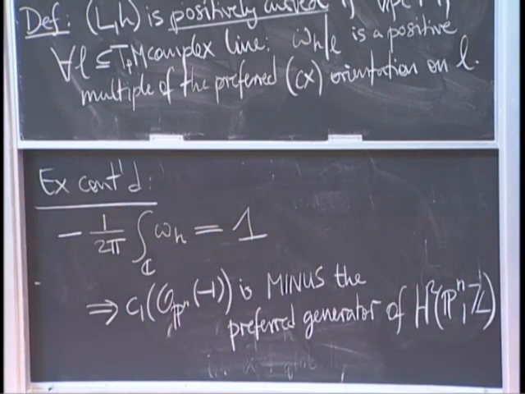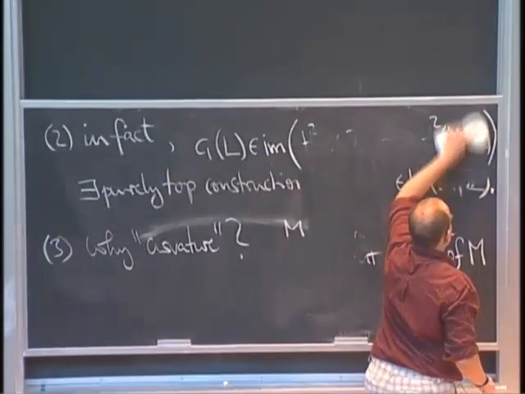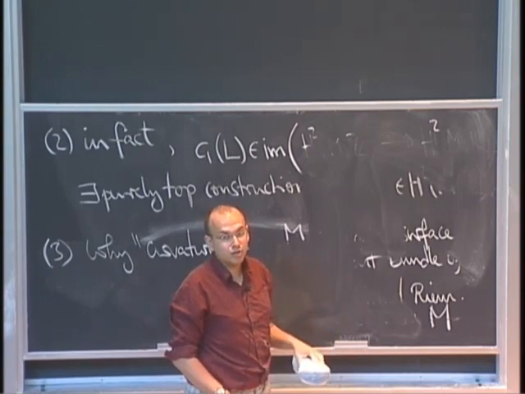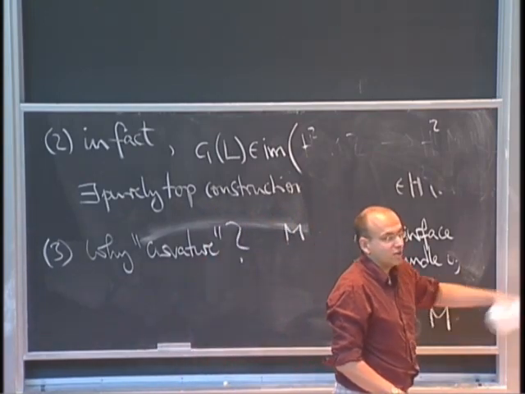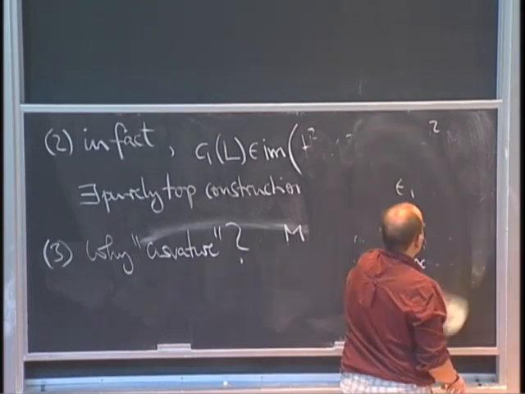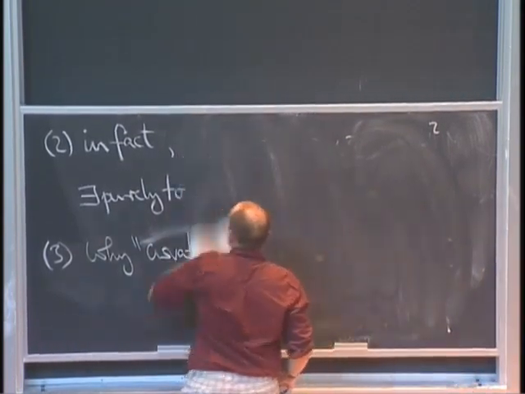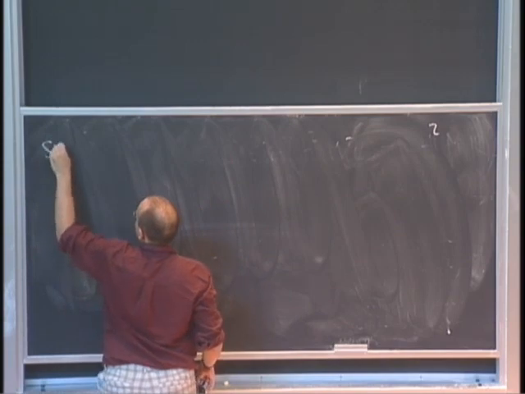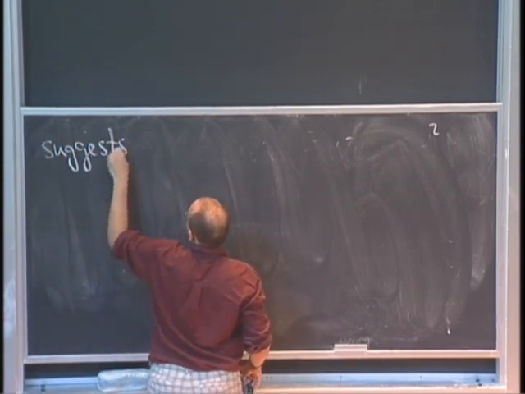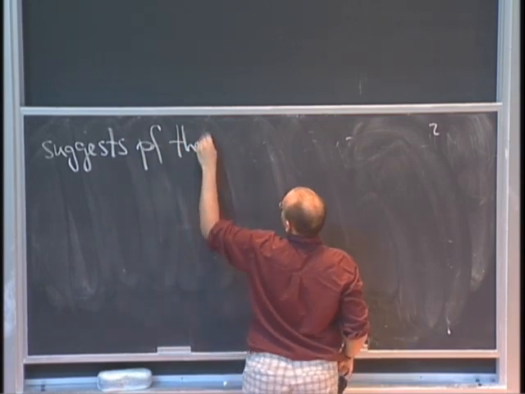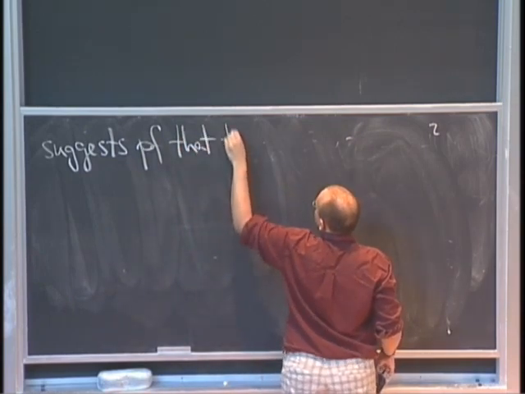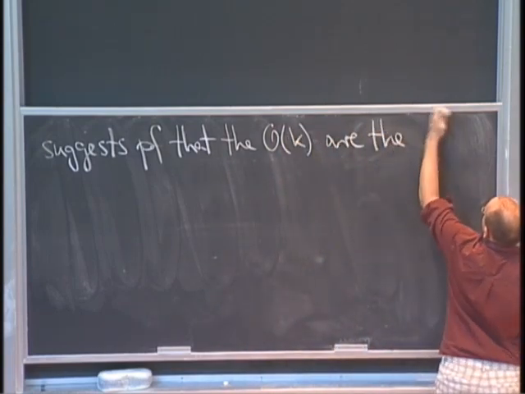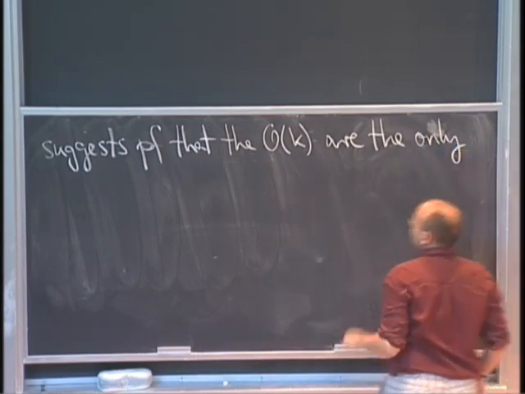So what that suggests is that it points towards a way of proving that the O of k are actually the only holomorphic line bundles on projective space, because their Chern classes exhaust all the possible cohomology classes of projective space uniquely. It suggests a proof that these are the only line bundles.